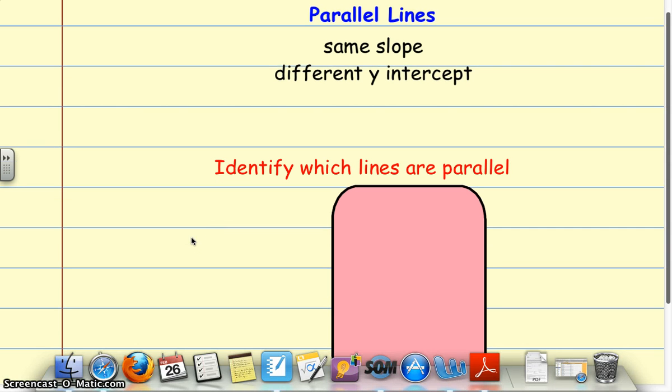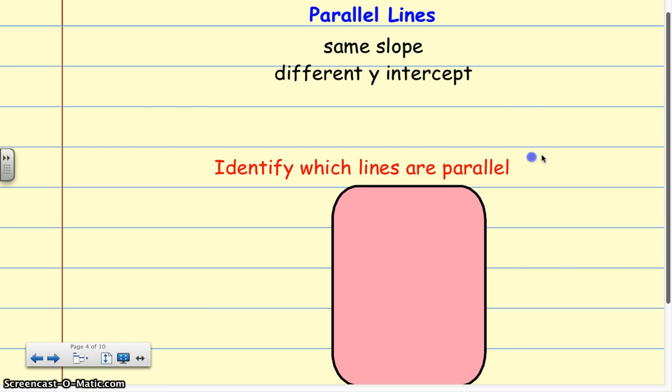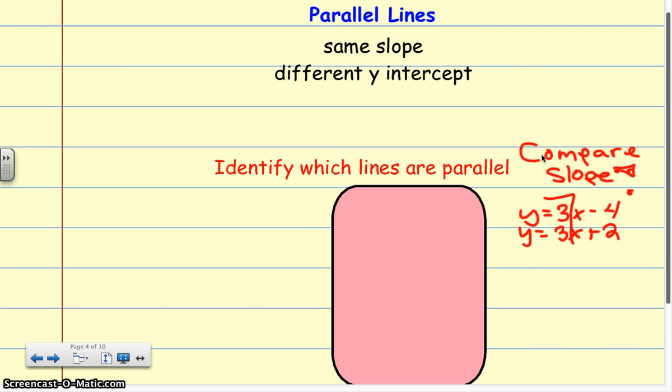So if I want to identify which lines are parallel, how I identify it, I compare slopes. So you're always looking, when you're identifying, you're comparing the slopes of both lines. If they are parallel, that means they are increasing or decreasing at the same rate. For example, y equals 3x minus 4 and y equals 3x plus 2. They are parallel because they both have the slope of 3. They're both going to go up 3 over 1, up 3 over 1. So they just have different y-intercepts.